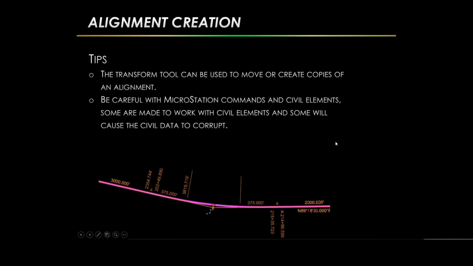Now, the other tip, right on the heels of that: be careful with the MicroStation commands and your civil elements. Some of these commands are made to work with civil elements and are the only way to work with civil elements sometimes. But some of them can also corrupt the civil data. And usually when the civil data is corrupted, it is an unrecoverable event, meaning we have to go get a backup copy of your DGN before that corruption happened.